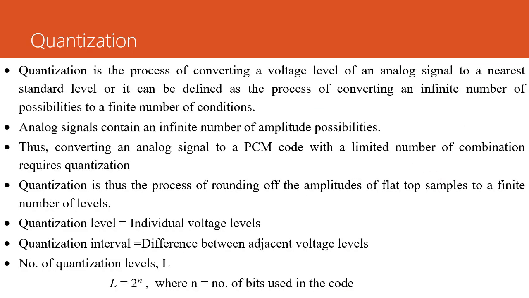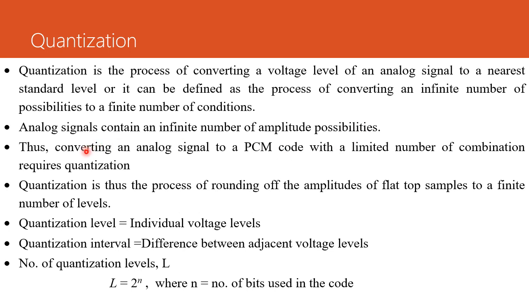So we already discussed the PCM working. Within that PCM system there are 3 different steps. We already discussed sampling, and the next step is quantization. Quantization is the process of converting a voltage level of an analog signal to the nearest standard level, or it can be defined as the process of converting an infinite number of possibilities to a finite number of conditions. The analog signal contains an infinite number of amplitude possibilities.